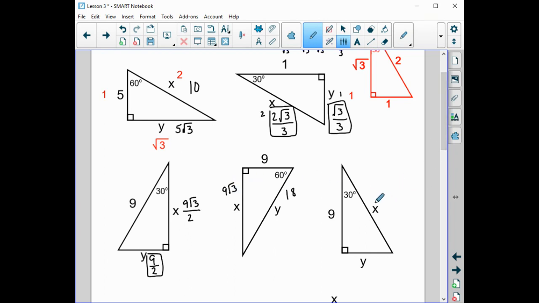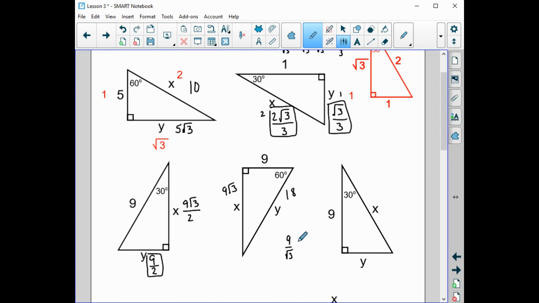And then finally, on this last example, I've got the long leg of 9. And remember, we don't want to go from the long leg to hypotenuse. We're always working through the short leg. Well, going from long to short, we're going to divide. Key number between those is radical 3. So I'm going to take 9 and divide by radical 3.